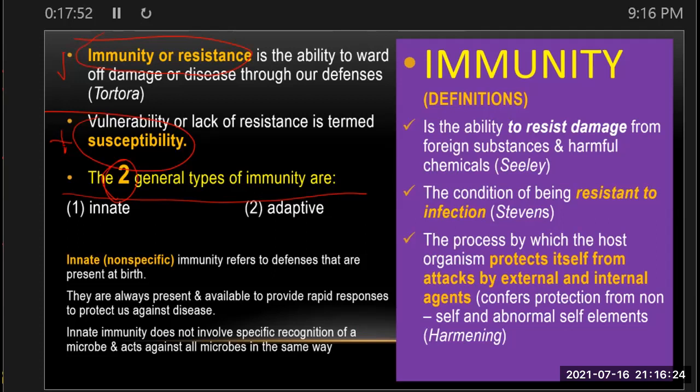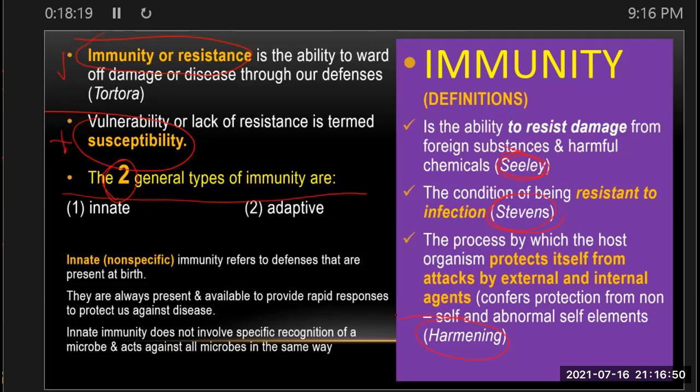And other books, IS books, we have Seeley. I know this one is an anatomy book. We have Stevens and Harmening, a blood banking book. They defined immunity based on the following. According to Seeley, it is the ability to resist damage from foreign substances, including chemicals. According to Stevens, very straightforward, immunity is the condition of being resistant to infection.